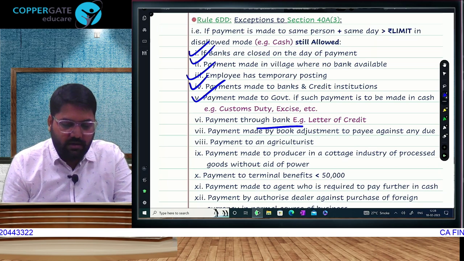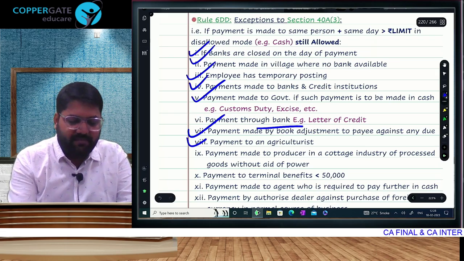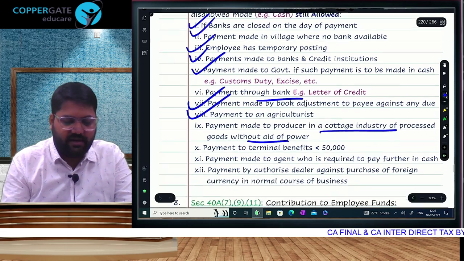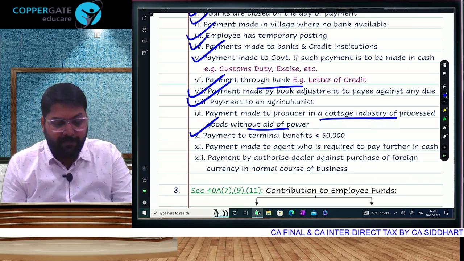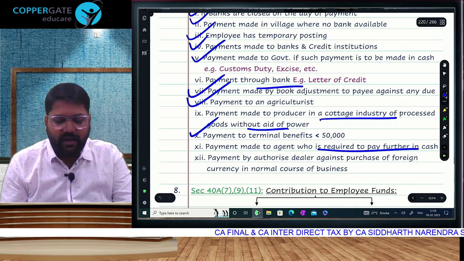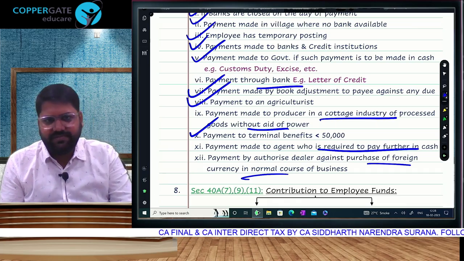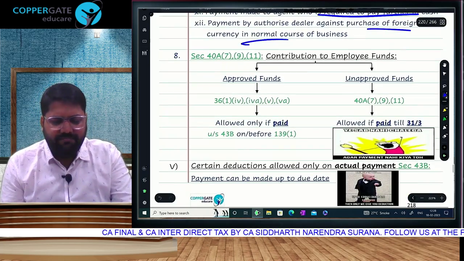But other than the allowable modes, payment by any book entry, payment made to a farmer, payment made to a cottage industry where goods are manufactured without the aid of power, payment of terminal benefit like retrenchment compensation, anything up to 50,000 rupees, payment to an agent who is made to make payment in cash, or payment for purchase of foreign currency in normal course of business. These are some exceptions which are going to be allowed. Whatever you have to learn, normal full course lectures I have already mentioned.